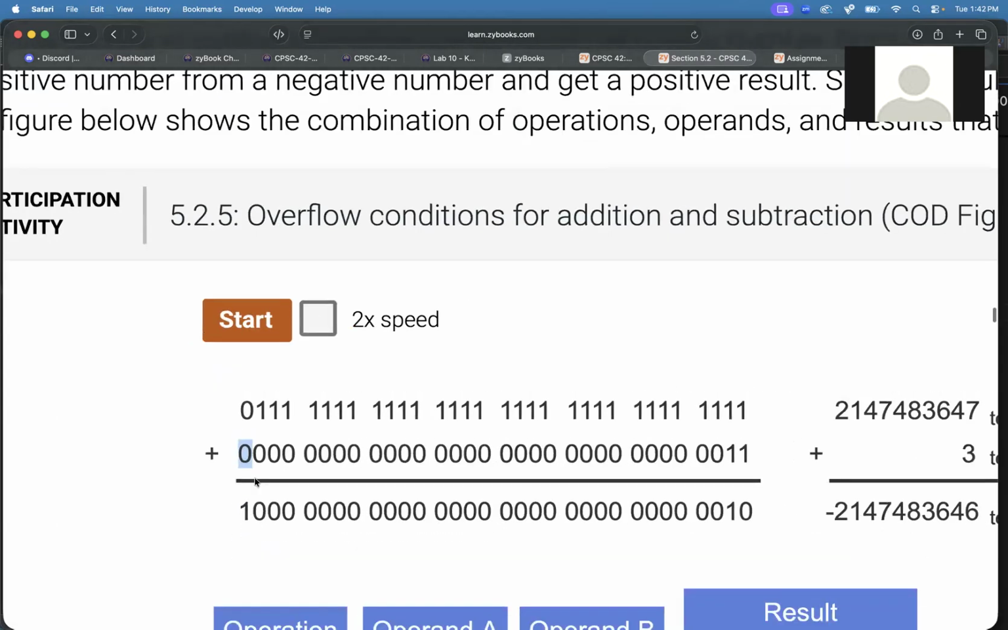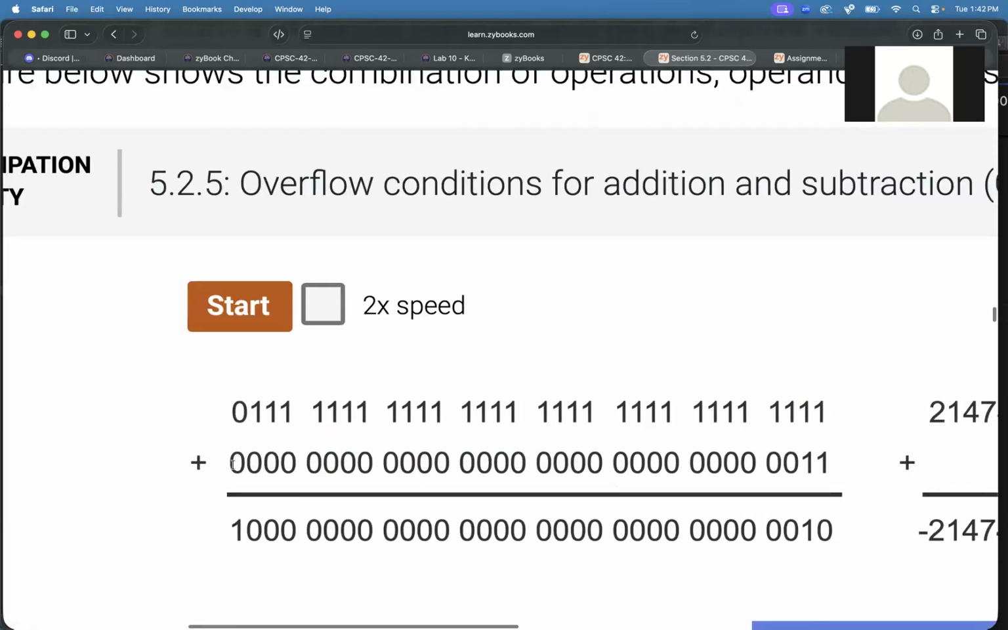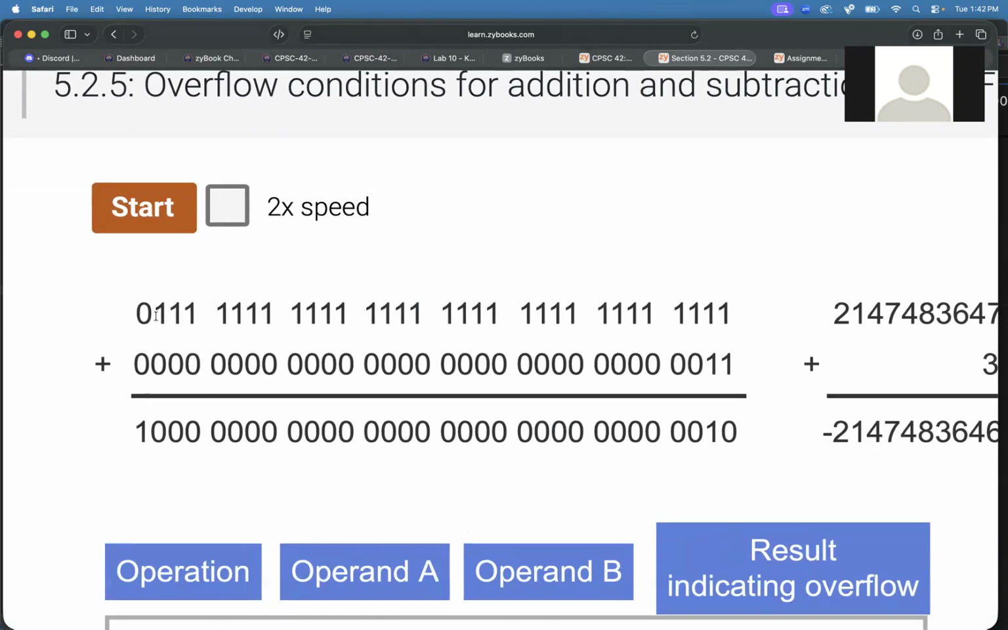And they're showing you an example of a positive number. You can tell that the top number is positive because it starts with the 0, and the bottom number is positive because it starts with the 0. And so when you add a positive number and a positive number, of course, you should end up with a positive number. But when you add these two positive numbers, you get the bottom number here, which you'll see ends up with a 1 here.